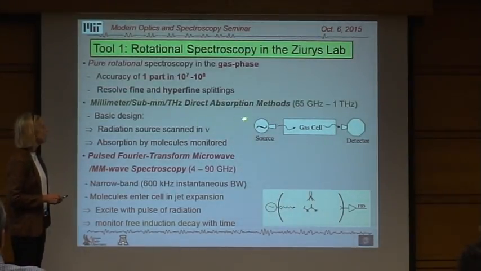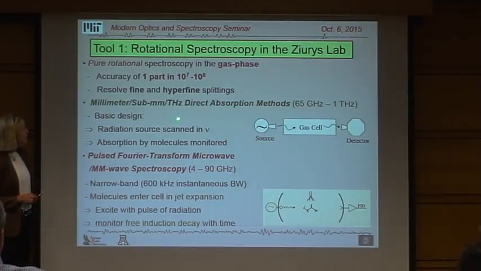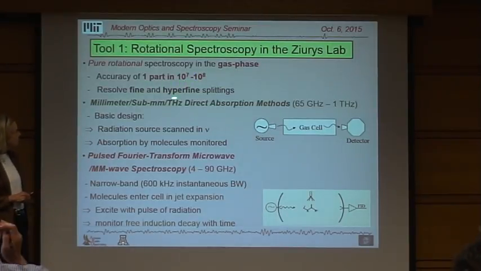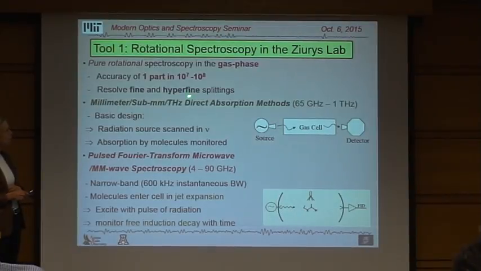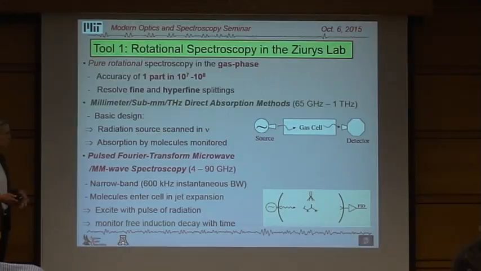I do rotational spectroscopy in the laboratory, and of course this is all spectroscopy in the gas phase, but it's very precise, with an accuracy of 1 part in 10 to the 7th, 10 to the 8th. So one can easily resolve the small splittings we see in molecular spectra, especially when you have unpaired electrons, nuclear spin, fine and hyperfine splittings. And in my lab, I basically use two simple techniques. One is millimeter, submillimeter, terahertz direct absorption. We go from about 65 gigahertz to 1 terahertz in frequency coverage.